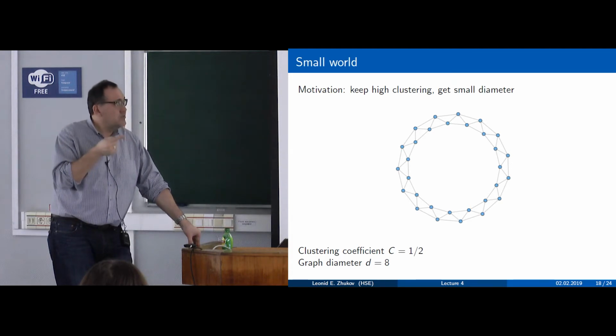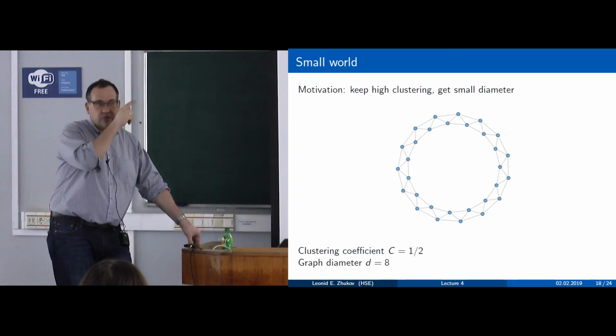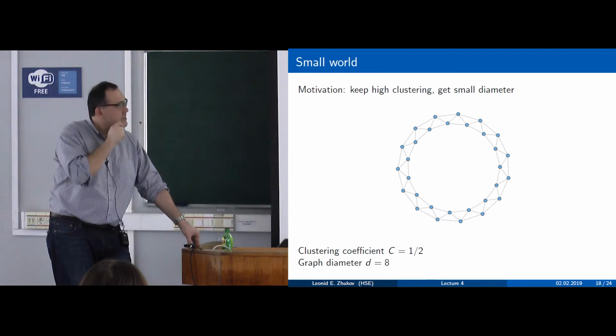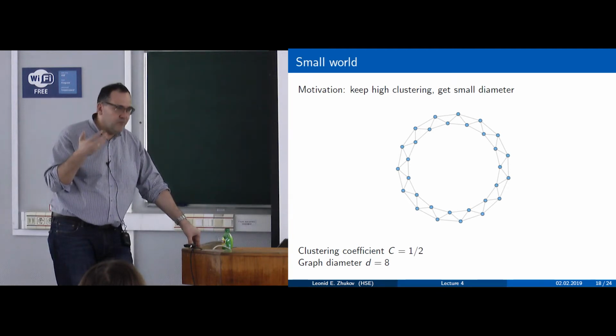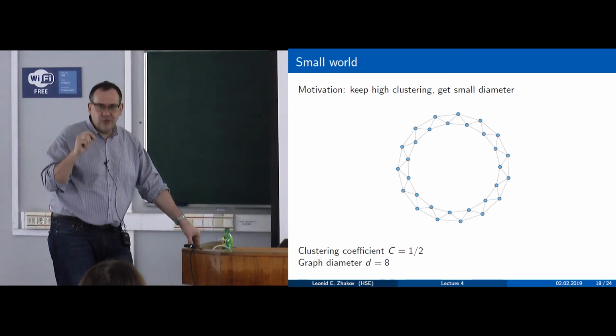Now, the problem with this graph is that if you want to travel from one end of this graph to another, you pretty much need to go through all the nodes. I mean, well, half of the nodes. And so the diameter is very large. This graph, we artificially created it. It has a very large clustering coefficient, but it doesn't have this small diameter. So how can we more or less preserve this large clustering, this local structure of triangles, but at the same time be able to quickly get from one part of the graph to another? What modification can be made?